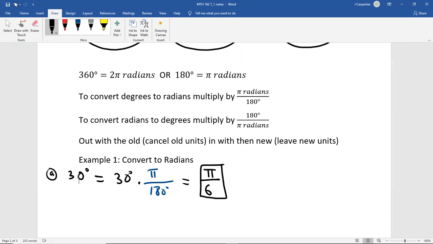Oh, no, I said I was going to do it wrong first. So, and actually I won't erase it. If you took your 30 degrees and you multiplied it by, red for wrong this time, let's do 180 over pi. So first of all, now the 30 and the 180 are being multiplied, so 30 times 180 is going to be 5,400.